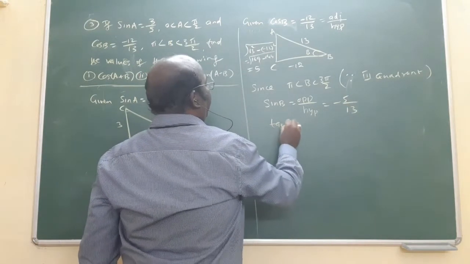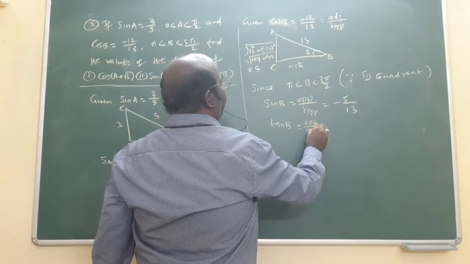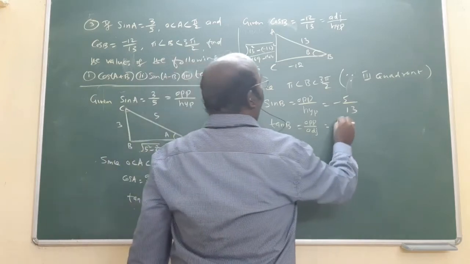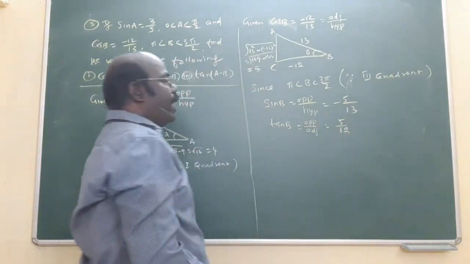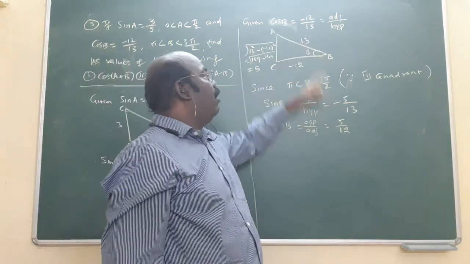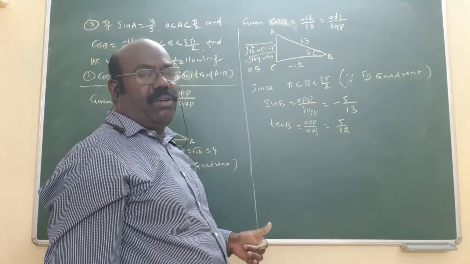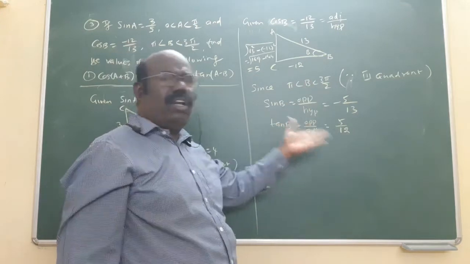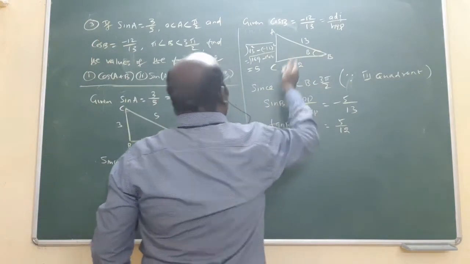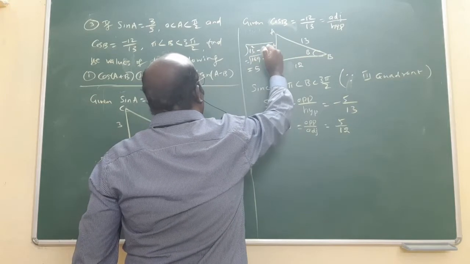Tan B. Tan B is what? Opposite by adjacent. Opposite is what? 5 by 12. What is the reason? Minus minus cancel. So tan will be sin by cos, sin by cos, both get cancelled. Or otherwise, what I told you? In the third quadrant, tan only is positive, that's it, plus. That's why I don't put a negative sign, because negative is given. Length cannot be negative. That's why you will consider only the positive sign.